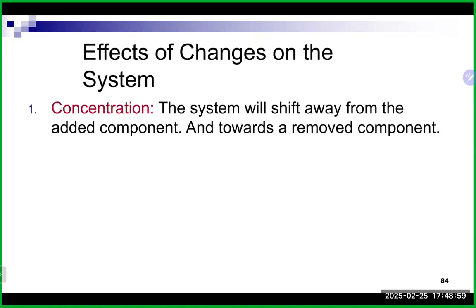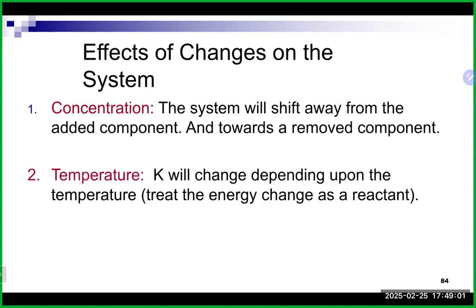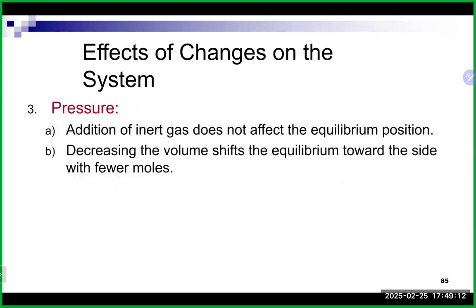All right, so let's do a few more examples. Obviously, this is stuff we've been talking about. Concentration shifts away from or towards the added or removed species. Temperature works the same way, depending on whether the reaction is exothermic or endothermic. Remember, temperature is the only thing that will actually change the value of the equilibrium constant. Pressure depends on more or fewer gas molecules, depending on whether the pressure is increasing or decreasing.